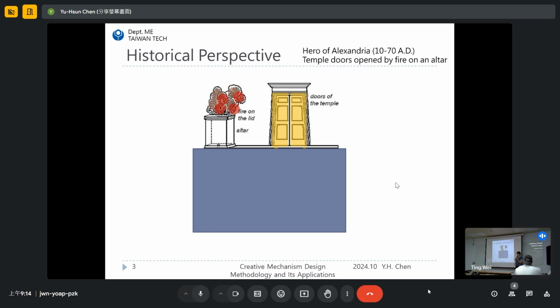One of the students told me it's easy. We just put the thermal sensor over here, and then we put the servo motor. Once the sensor detects the temperature increase, it opens the door. Well, that's feasible, I know, but that is in the 1st century, without electric components, without any electric control.